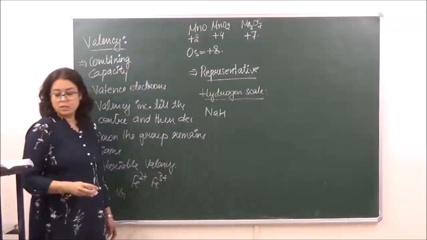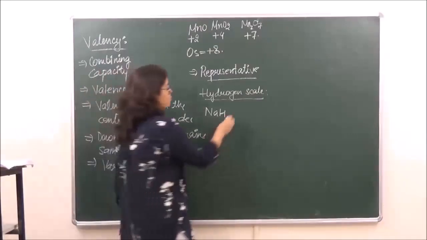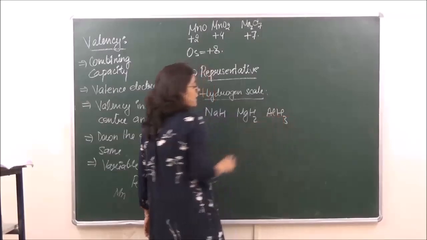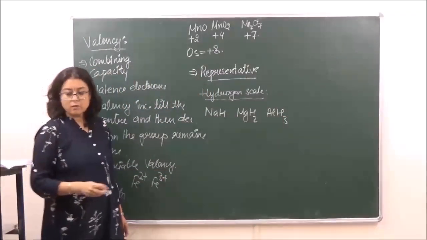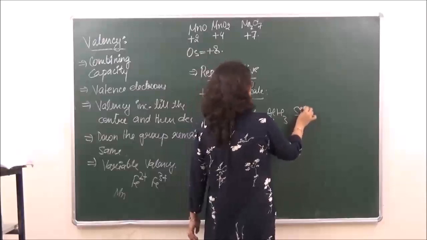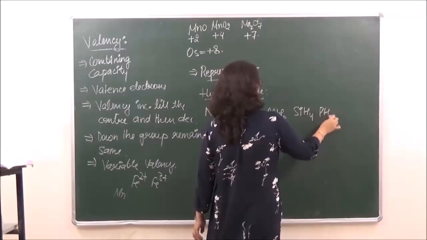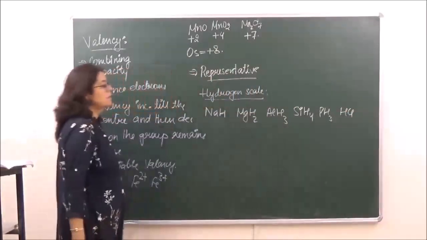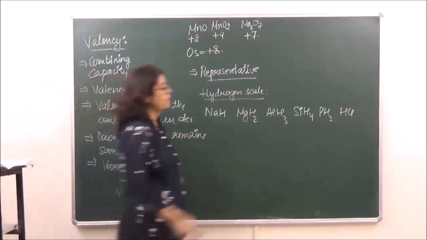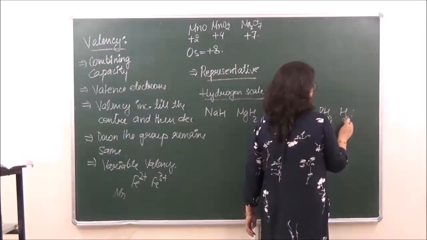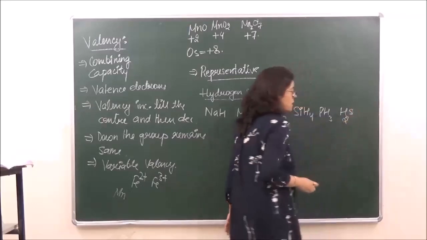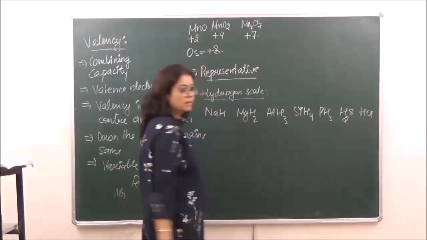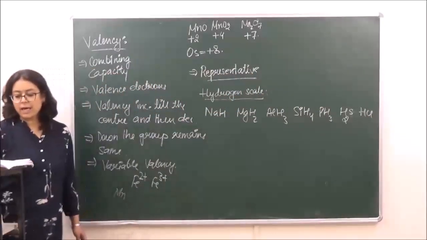We have NaH, ठीक है? फिर उसके बाद we have MgH2, AlH3, ठीक है? फिर उसके बाद SiH4, PH3, H2S, and then HCl. Right? So this is the hydrogen scale.